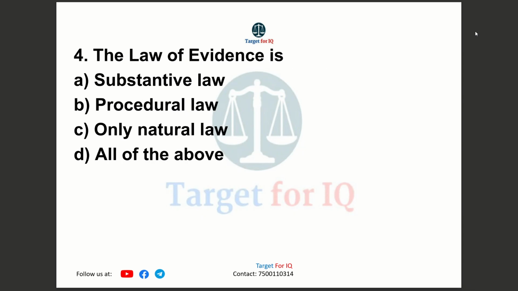Question 4. The law of evidence is option A, substantive law, option B, procedural law, option C, only natural law, option D, all of the above. The correct answer to this question is option B, that is procedural law.